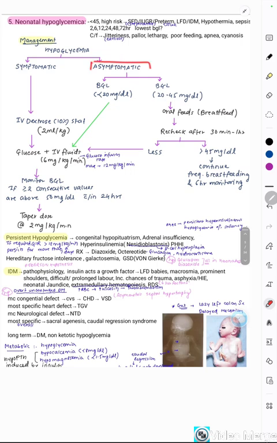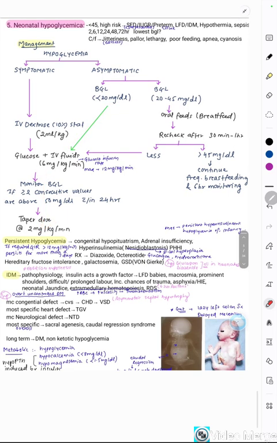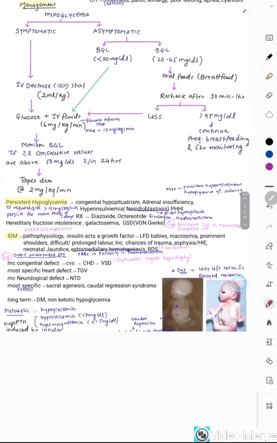If the child is asymptomatic, then monitor the blood glucose levels. If they are less than 20, then start the glucose infusion. Further, if the blood glucose levels are between 20 to 45 and the child is asymptomatic, then oral feeds or breastfeeding is given and rechecked after 30 minutes to 1 hour. If it decreases further, then glucose infusion is given. But if the blood glucose rises above 45 milligrams per dL, then advise frequent breastfeeding and early monitoring.